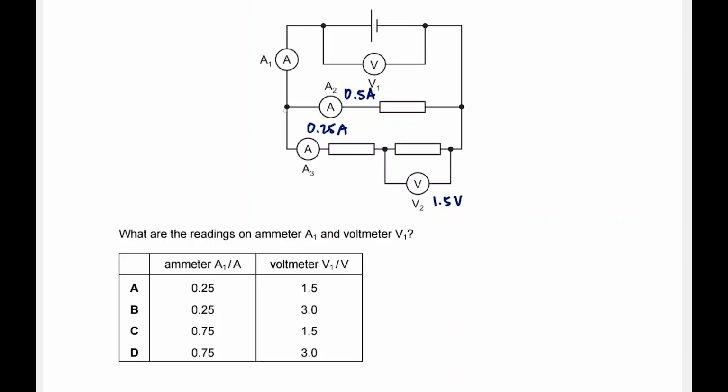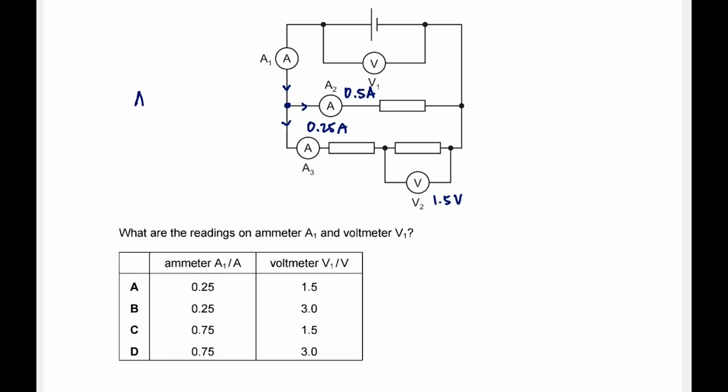As you can see, there is a junction here, and according to Kirchhoff's first law, the sum of current entering a junction is equal to the sum of current leaving the junction. So A1 equals A2 plus A3, so 0.5 plus 0.25 equals 0.75 ampere.